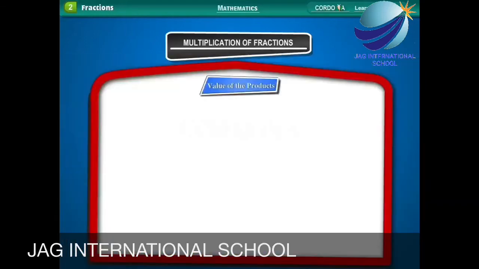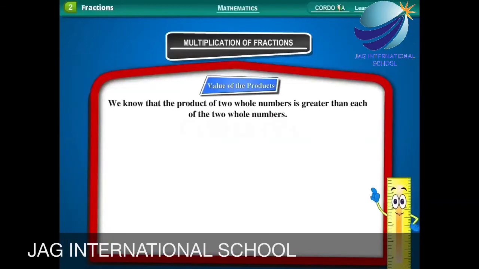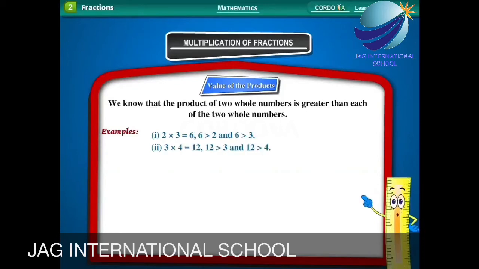Value of the products. We know that the product of two whole numbers is greater than each of the two whole numbers. Examples: 2 × 3 is equal to 6. 6 is greater than 2 and 6 is greater than 3. 3 × 4 is equal to 12. 12 is greater than 3 and 12 is greater than 4.